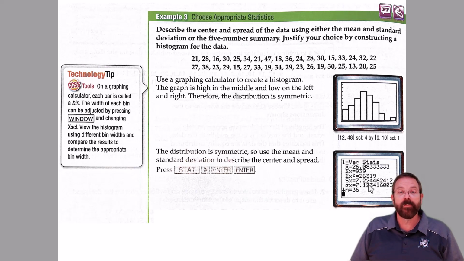To find that, remember, you're going to hit stat, you can hit the right arrow, and then you hit enter, and let's keep it going here. The mean, as I said, was about 26.1, and the standard deviation, as I said right here, is about 7.1. There are no calculations you're going to have to do on these. The calculator is going to give you everything you need. You're just inputting the data and then interpreting the data that the calculator gives you.